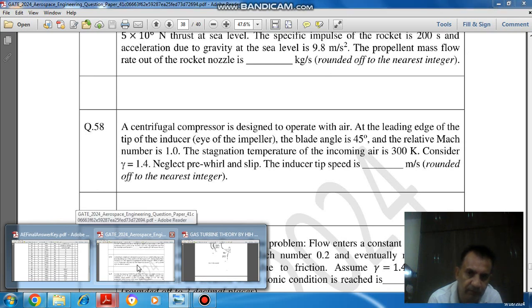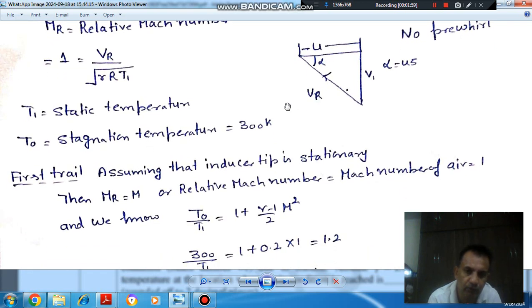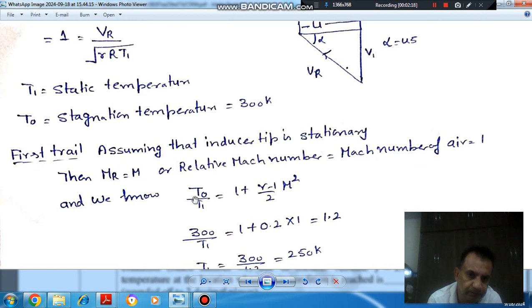First of all, assume that the inducer tip is stationary, so U is 0. Then the relative Mach number, VR by root gamma R T1, will be equal to the actual Mach number, V1 by root gamma R T1. Since the relative Mach number is given as 1 and U is 0, VR will be equal to V1, so the Mach number of air will be 1.